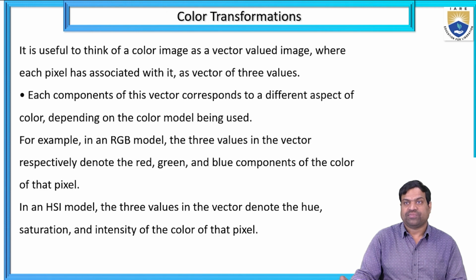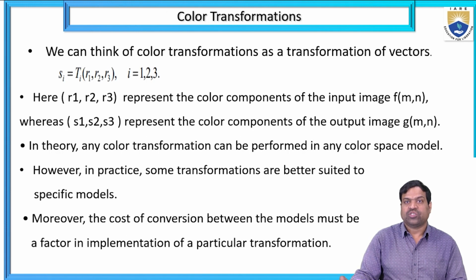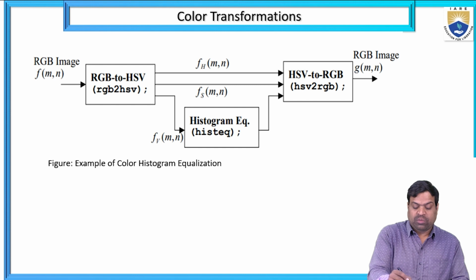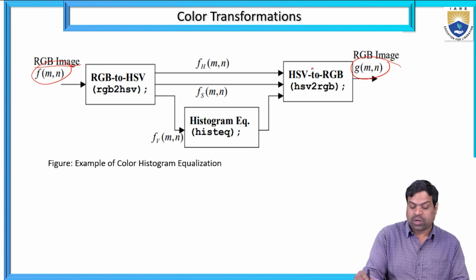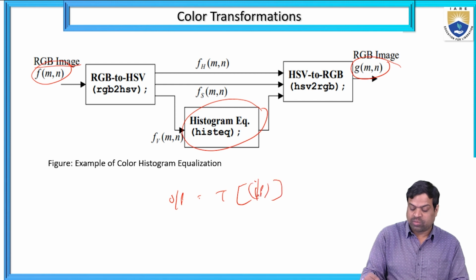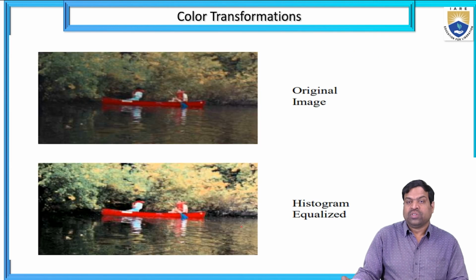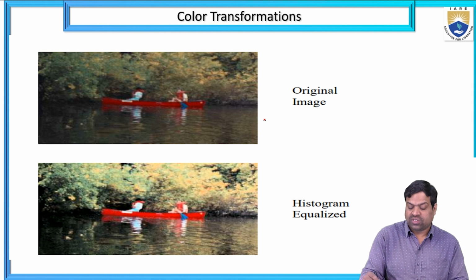Another one is color transformation. When I am using RGB, the input function f of m comma n is transformed to g of m comma n. What is happening here is the histogram: the output equals the transformation function applied to the input. Here the transformation function is a histogram. So this is the original image, and this is the histogram image. Histogram means the transformation function is applied.